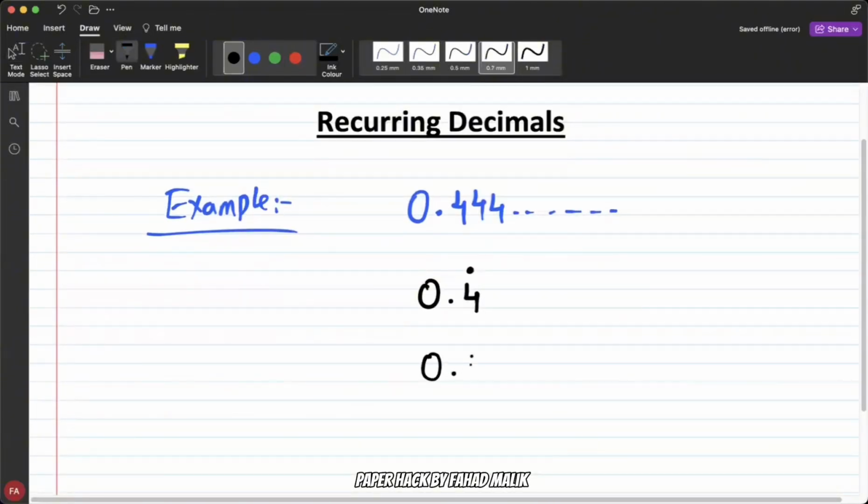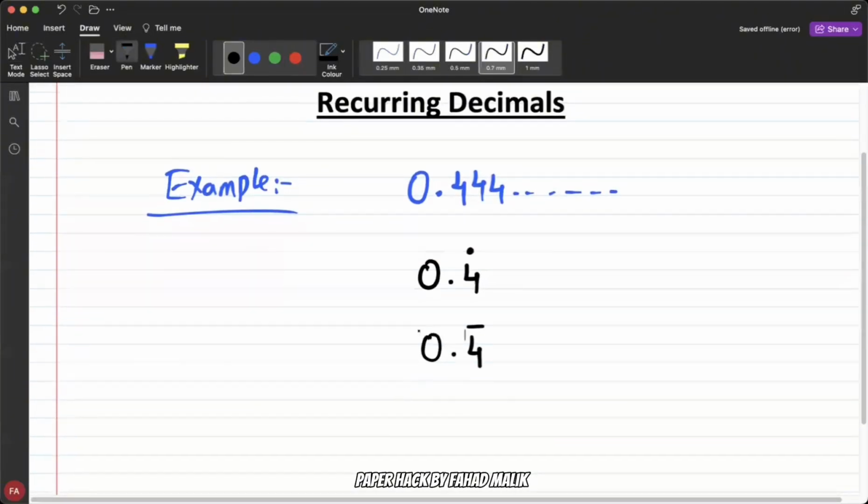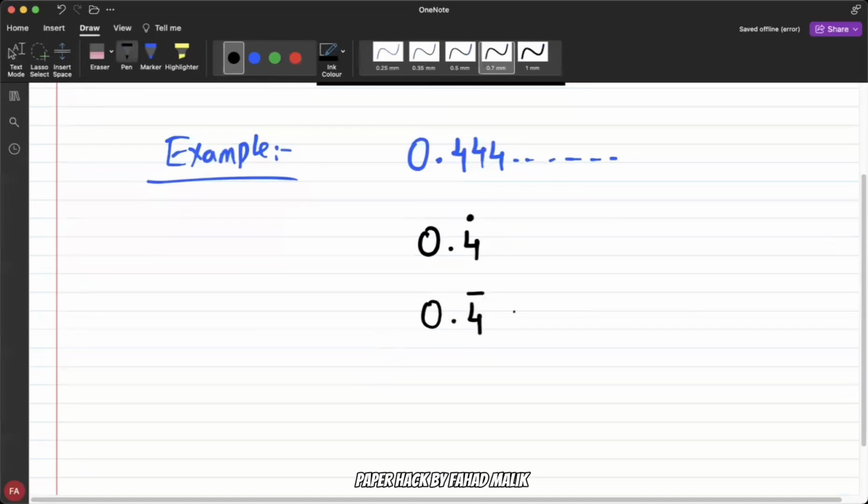Otherwise, the question might be given to you in this way as well. Line or dot has the same meaning. It means this number is getting repeated. So we will be dealing with how to convert these kinds of questions into a fraction. But it's very important to know what types of questions we can get in the exam.